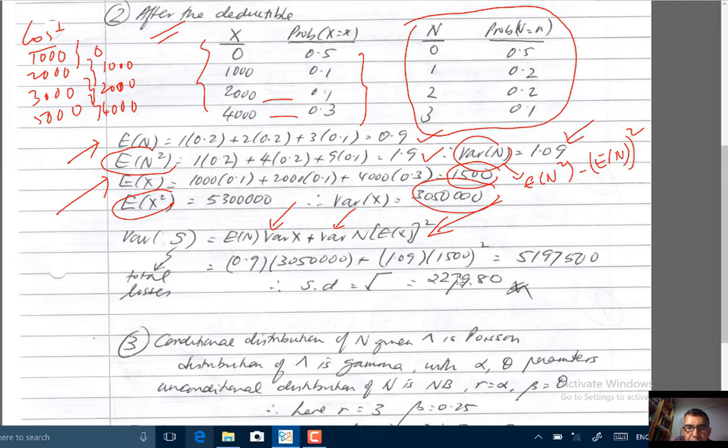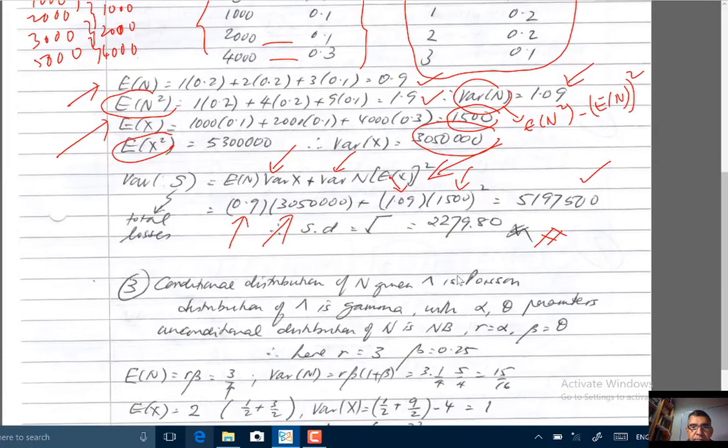Plug into this formula, expected value of N, 0.9, variance of X, I just worked it out. Use a calculator, yeah? And then the variance of N is 1.09, the expected value of X whole thing squared is 1500 whole thing squared. Clean this up, take the square root, and you get your answers.